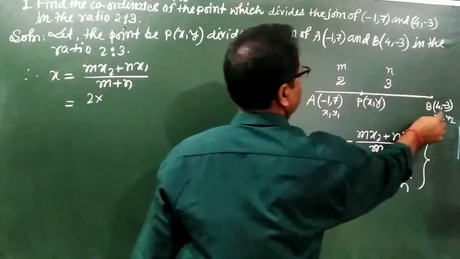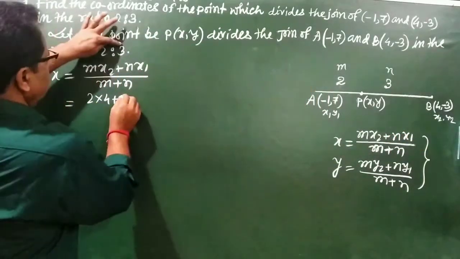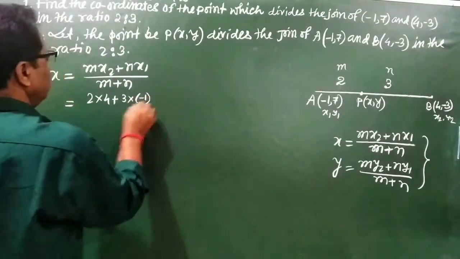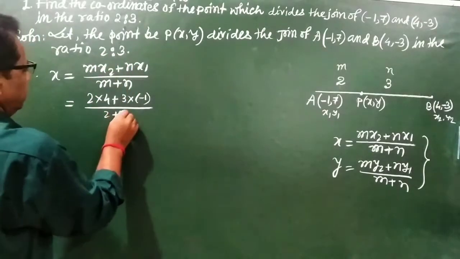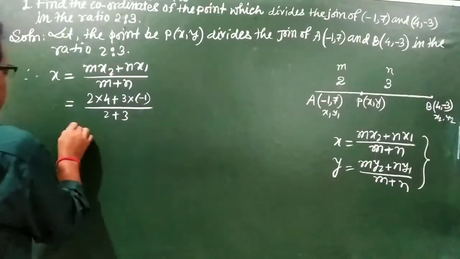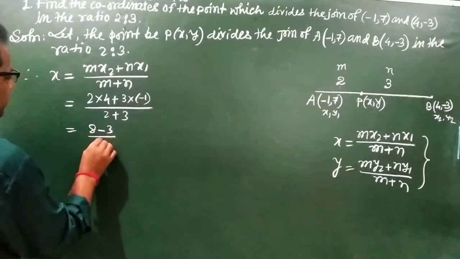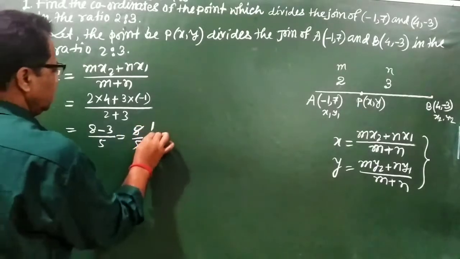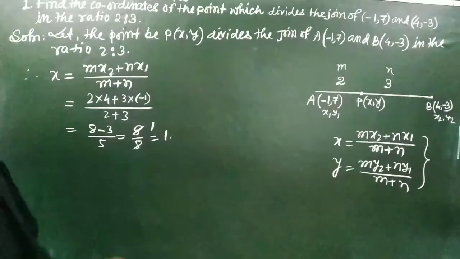So m x2, that is 4, plus n, which is 3, into x1, x1 is -1, divided by m plus n. This is 2 plus 3. Getting 4 twos are 8, minus 3 ones is 3, divided by 5, which is 5 by 5. After cancellation, getting 1. So this is the value for x.